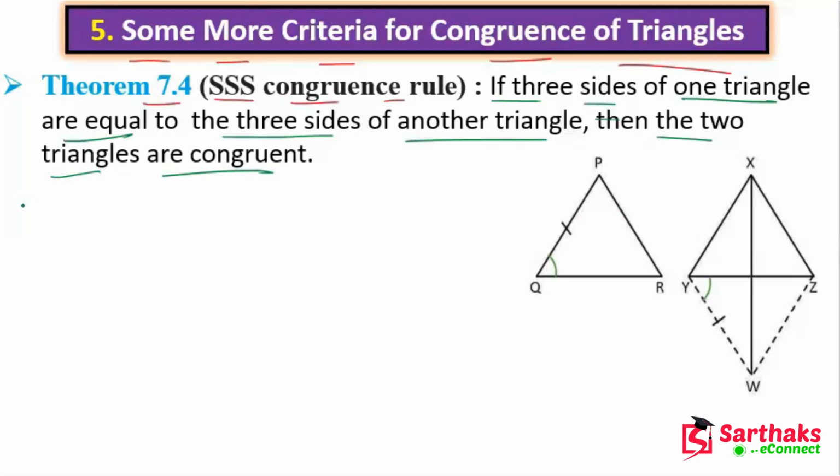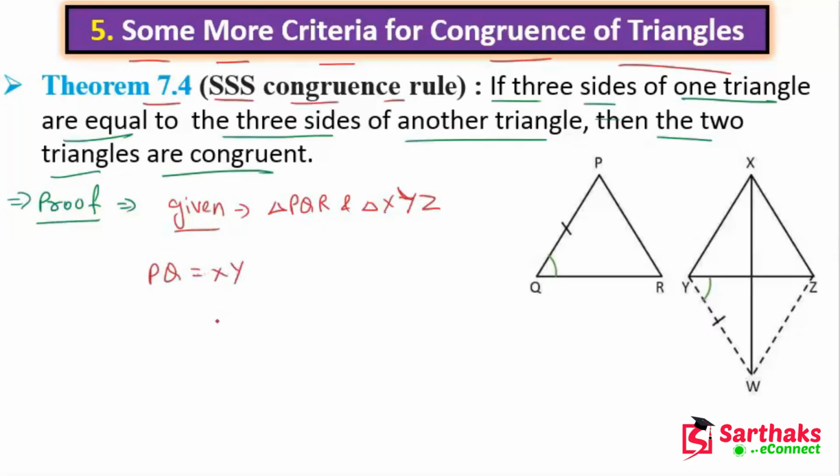Now let's prove. First of all we have to write the given part. So what is the given part? We have triangle PQR and triangle XYZ such that all the corresponding sides are equal, means PQ is equal to XY, QR is equal to YZ, and PR is equal to XZ.